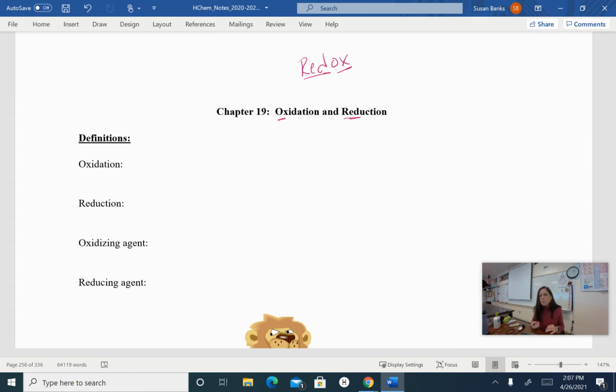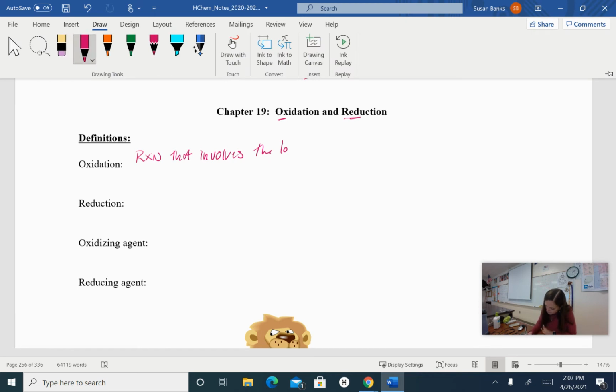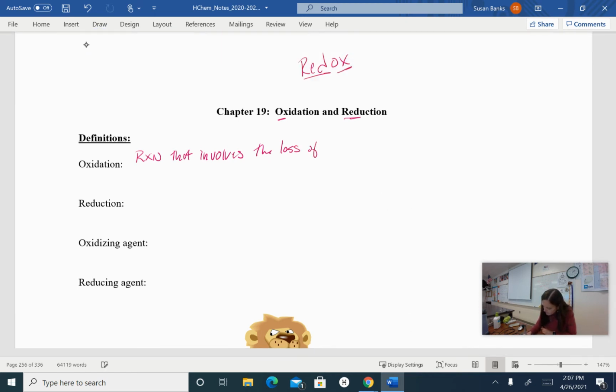So I'm going to give you a couple of ways to help remember it because it doesn't really make sense with some of what the electrons are doing. Okay, so oxidation is a reaction that involves the loss of electrons. I should do two S's here. Let's make that nicer. The loss of electrons.